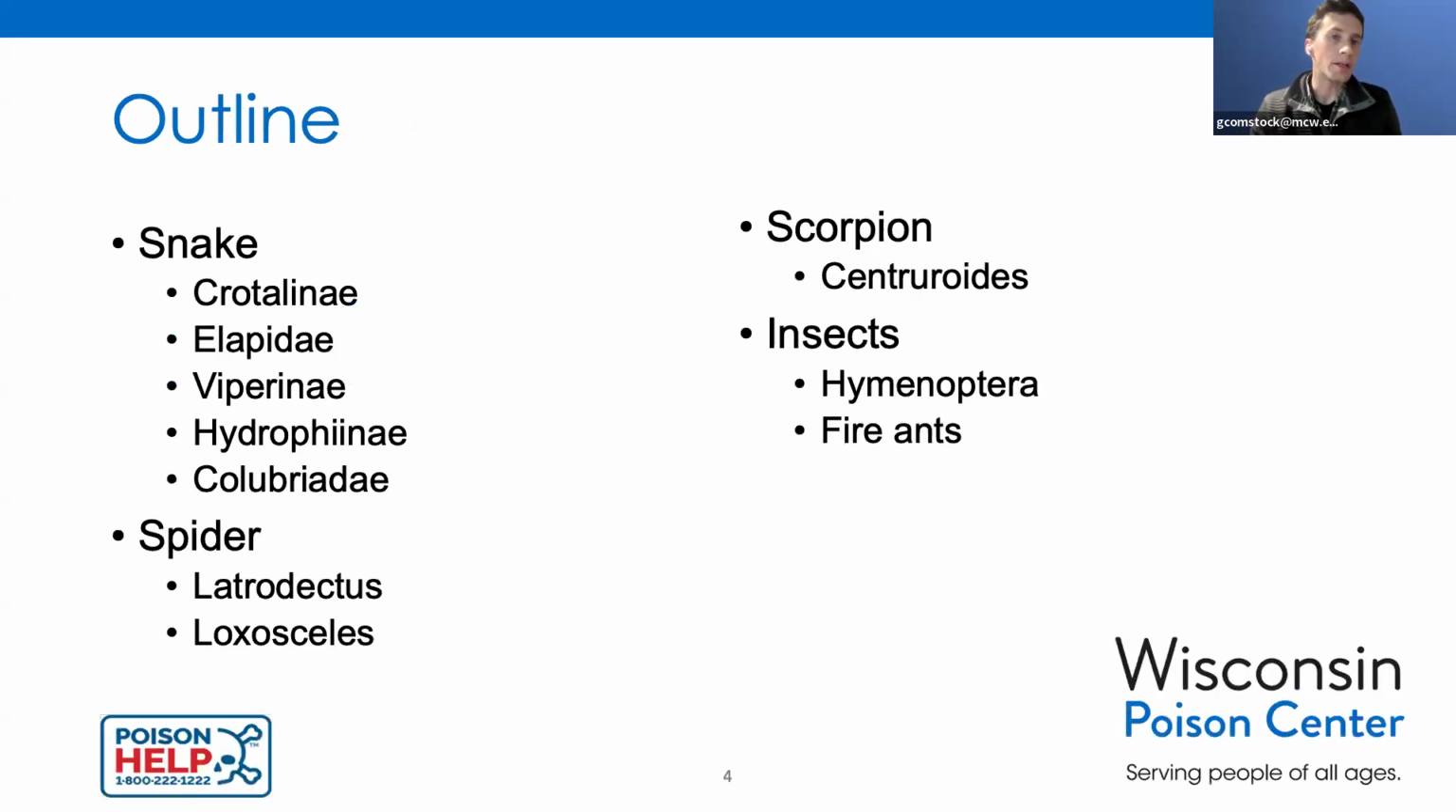To run through an outline of the big topics we'll be hitting on in the next 45 minutes or so, we'll start with snakes, then go to spiders, scorpions, and then insects. With the snakes, we have a lot of different genera, but we're going to lop a couple of these off and focus our time on the crotalids and the elapids, because when it comes to North American envenomations, that is the vast majority of what we're encountering. With the spiders, we'll be talking about the Latrodectus and Loxosceles; with scorpions, just the Centruroides; and finally with insects, Hymenoptera and the fire ants.